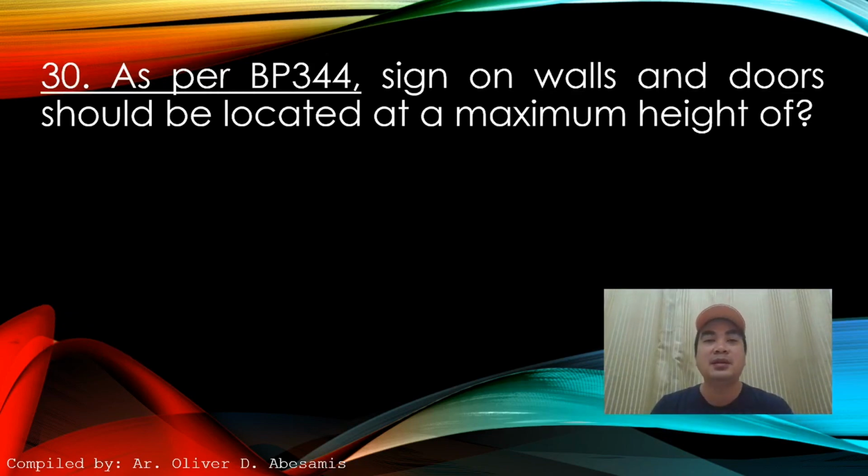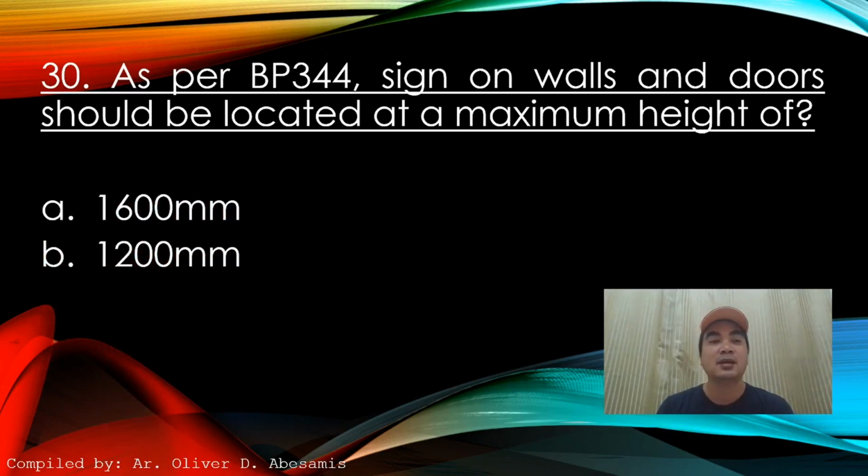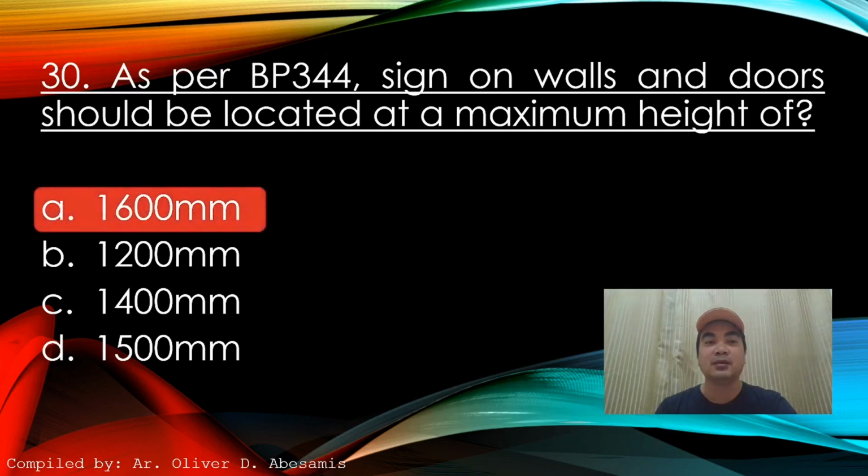30. As per BP344, signs on walls and doors should be located at the maximum height of A. 1,600 millimeter, B. 1,200 millimeter, C. 1,400 millimeter, D. 1,500 millimeter. Answer? A. 1,600 millimeter.